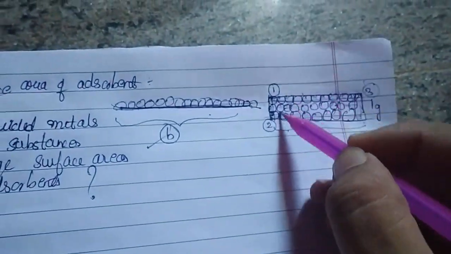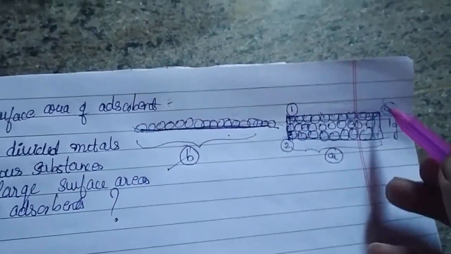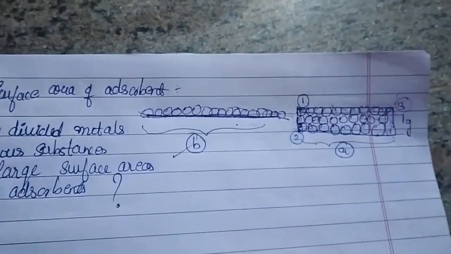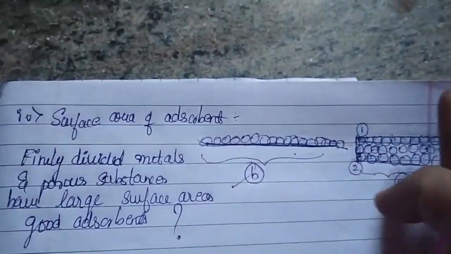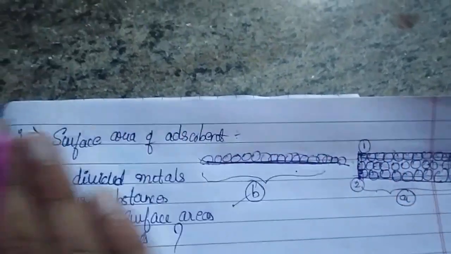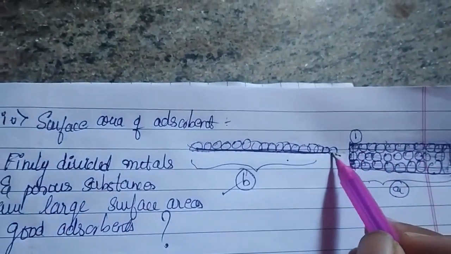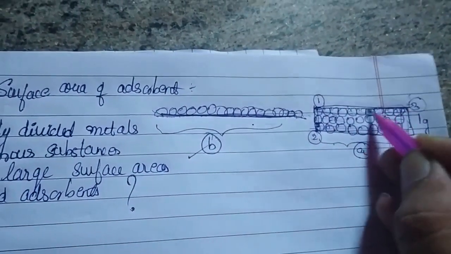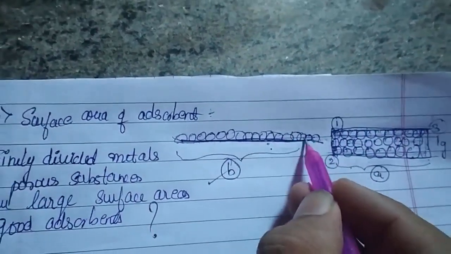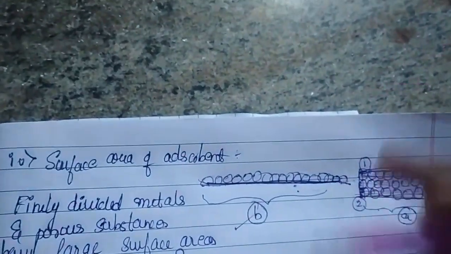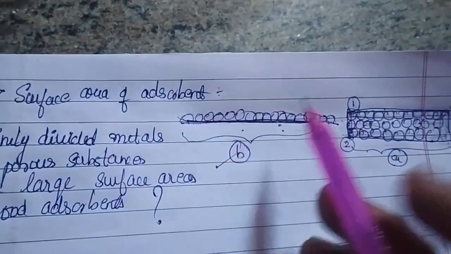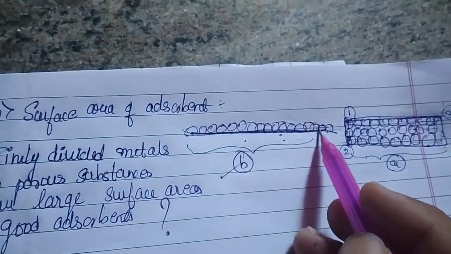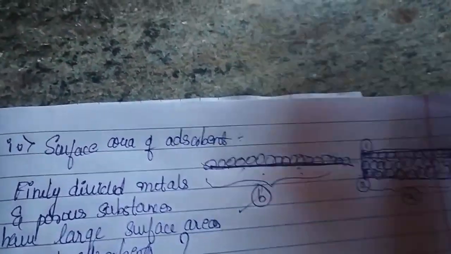When you take it as a bulk material, only the layers on the surface are capable of adsorbing the adsorbate. But when you make it a finely divided or finely powdered material, the surface area increases. Here you can see just this much is your surface area, but here it has been doubled. And when the surface area increases, the molecules which were present inside the bulk material will also be exposed to the surface.